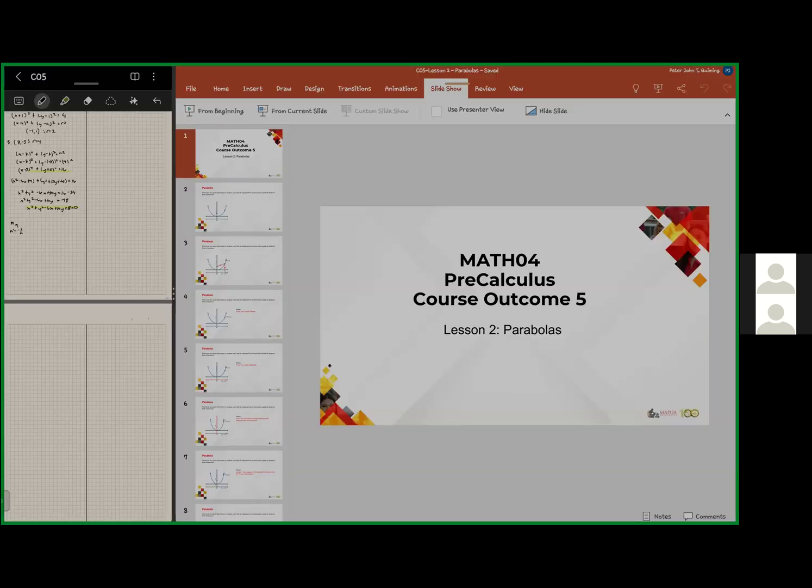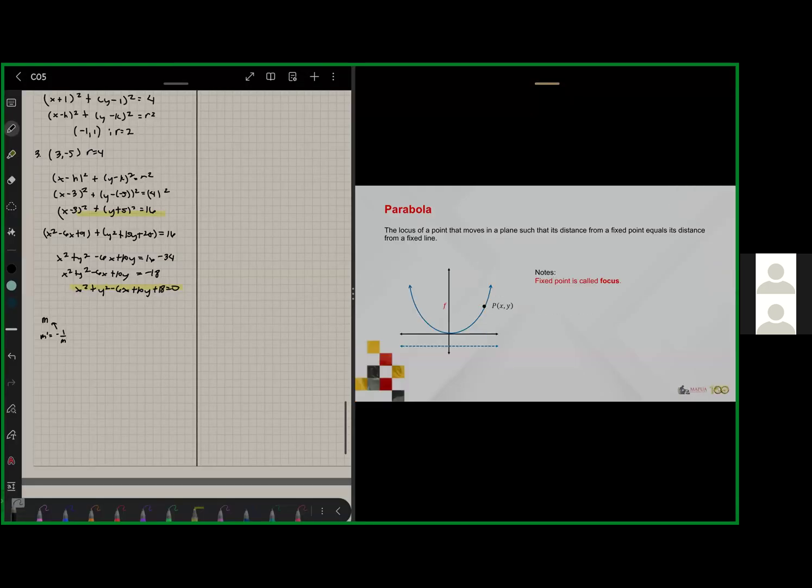Next, we move on to parabolas. When we are solving for parabolas, we have to remember the parts of a parabola. We have here the focus, the directrix, the axis, the vertex, and the latus rectum. The focal distance is the distance between the vertex and the focus. This is also the same distance between the vertex and the directrix.